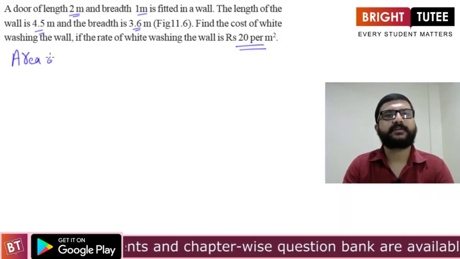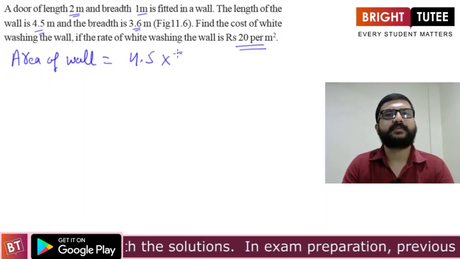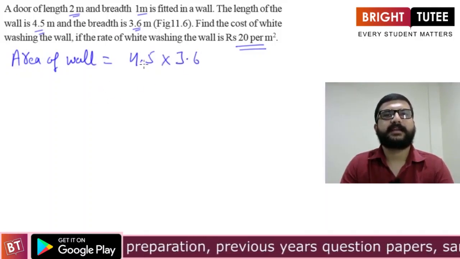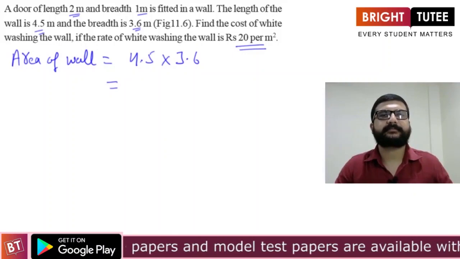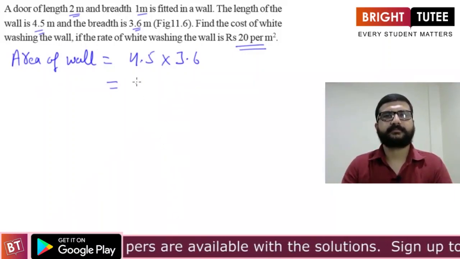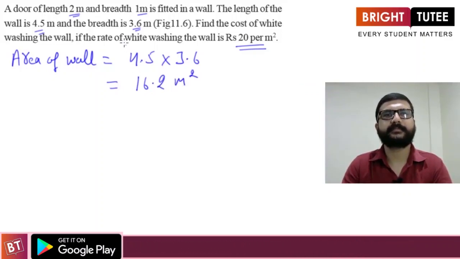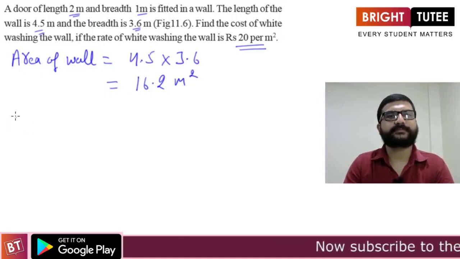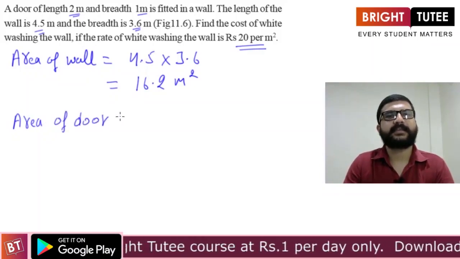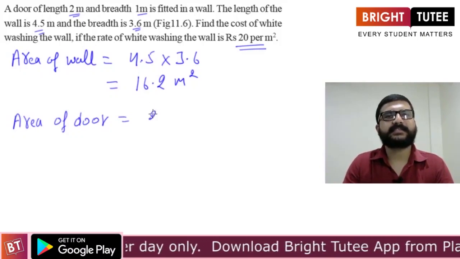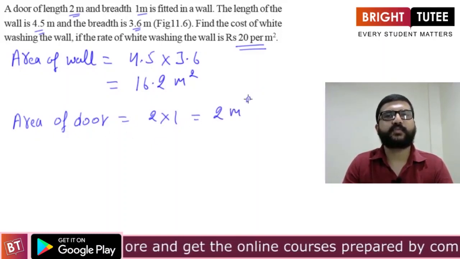So area of wall is equal to 4.5 into 3.6. Now we know how to multiply these decimals. So we will get 4.5 into 3.6 as 16.2 square meter. Now we have to find the area of the door also. So what will be the area of the door? What is the shape of the door? It is a rectangular shape. So area will be length into breadth again, which is 2 into 1. And 2 into 1 is 2 only. So the area of the door is 2 square meter.